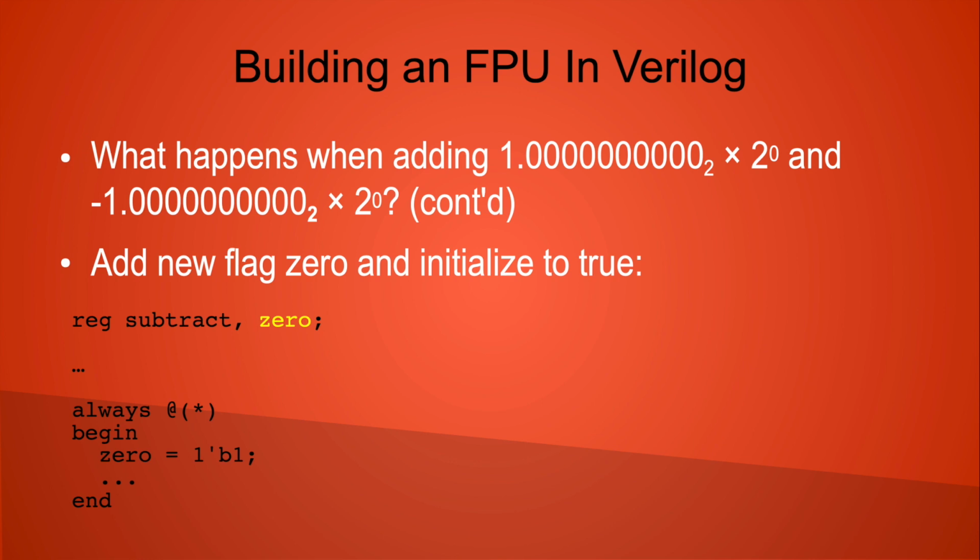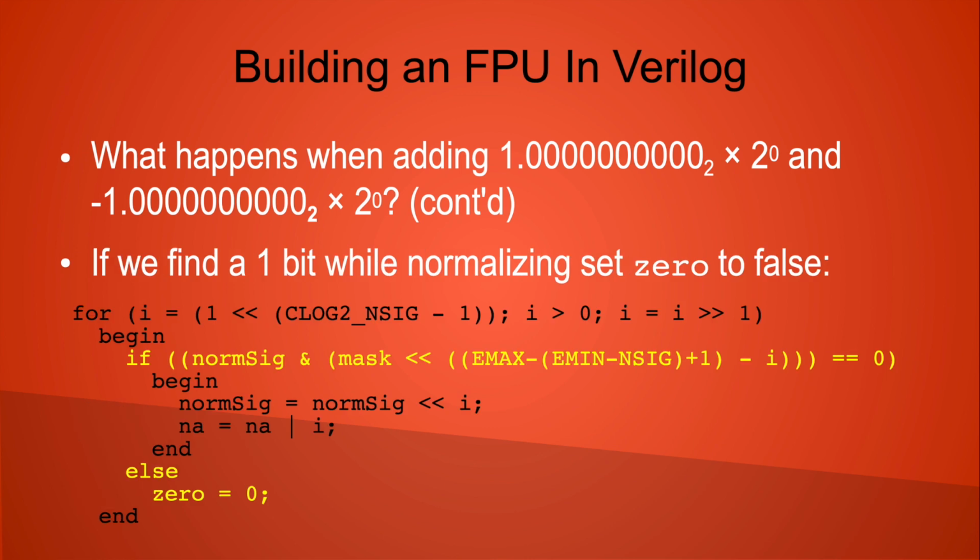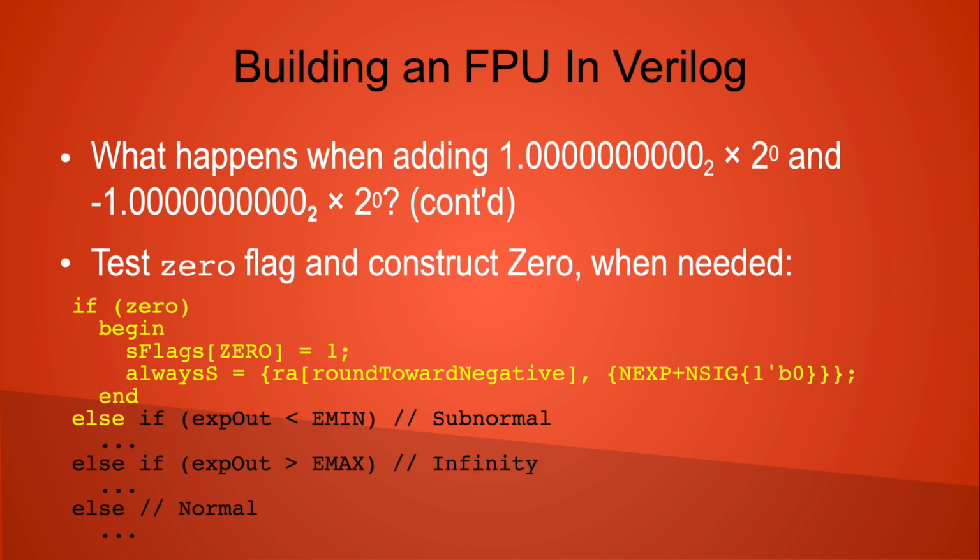To do this, I add a new flag called 0 and initialize it to true. In the for loop, which strips off the leading zeros, if ever the leading 0 test fails, that is, if any of the bits in the significand are 1, then the 0 bit gets set to false. When constructing the return value, I first test to see if the 0 flag is true. If it is, then I construct the appropriate signed 0 value. What you see on the screen is code added to deal with the 0 case.